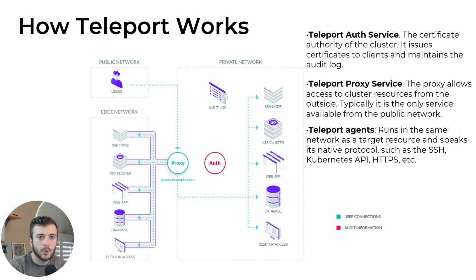And then there's the Teleport agents, and these run on the target machines, so on the internet, for example, or on a different network, and it can run different native protocols such as SSH, Kubernetes API, HTTPS. So it's a really powerful service that allows you to enforce security, access control, and maintain a good identity log of what's going on.